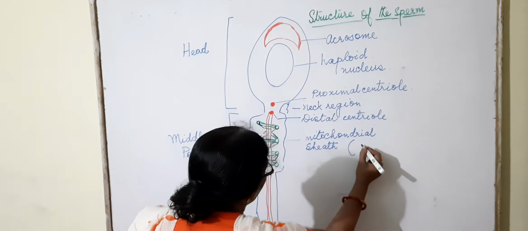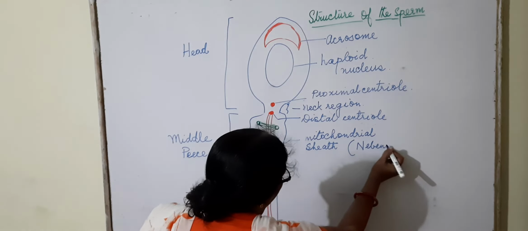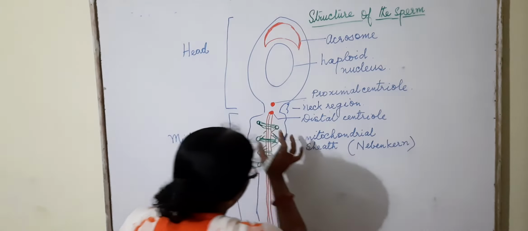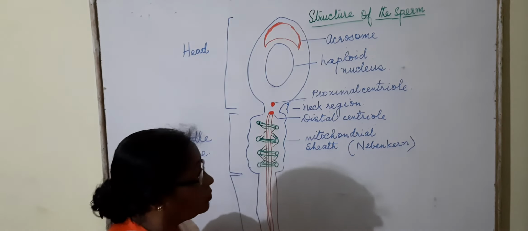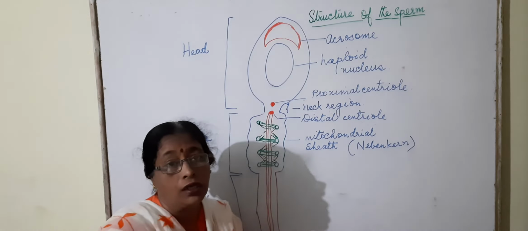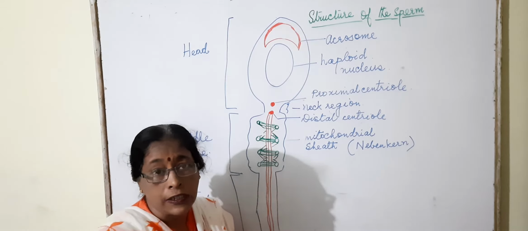This whole mitochondrial sheet is also known as Nebenkern. Now the function of the mitochondria is to release energy for the locomotion of the sperm.